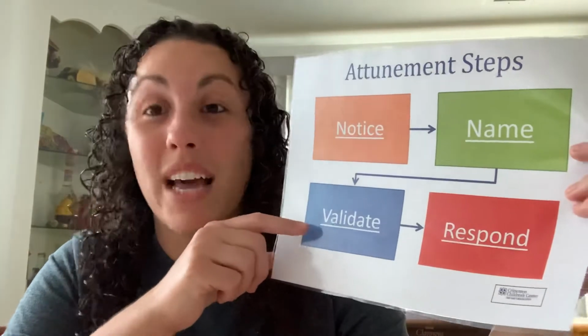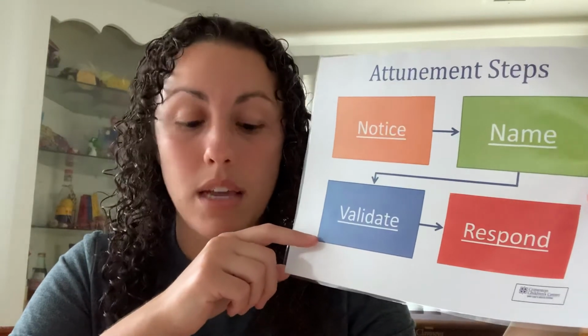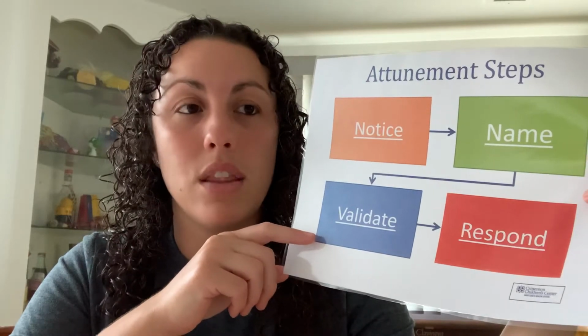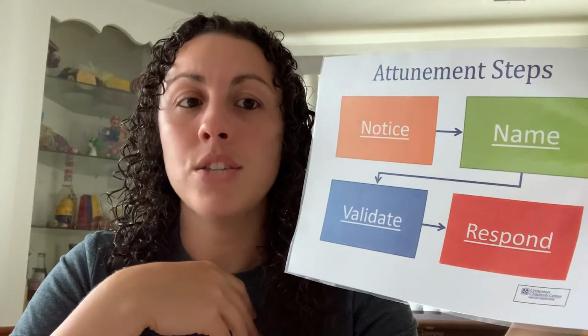The next step is validate, which I feel like this is one of the most important steps. And you're validating the emotion that the child or adult or person is having. And you're validating the emotion and the need.